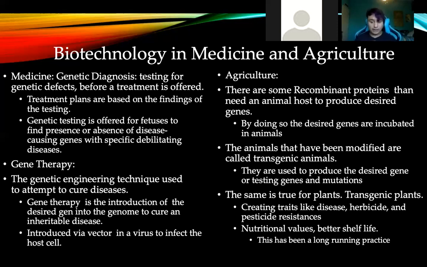The same is true for plants. They're called transgenic plants. Creating traits like disease, herbicide, or pesticide resistance is the primary use for transgenic plants. They can also be used to improve nutritional values and shelf life. And this practice has been long running. Next slide, please.